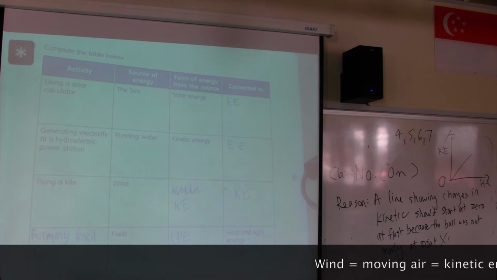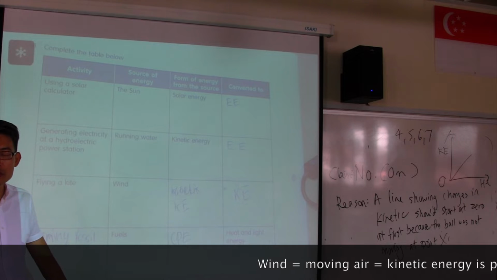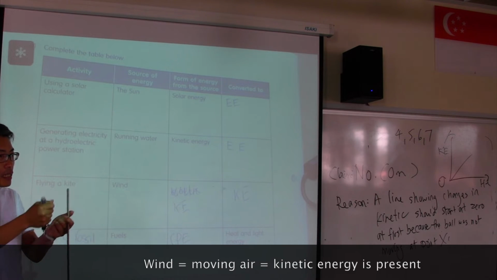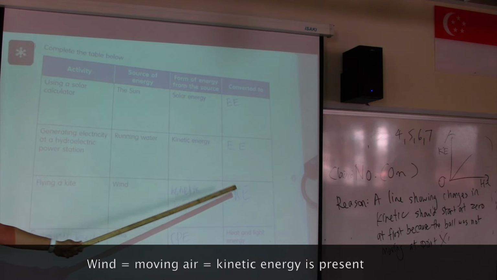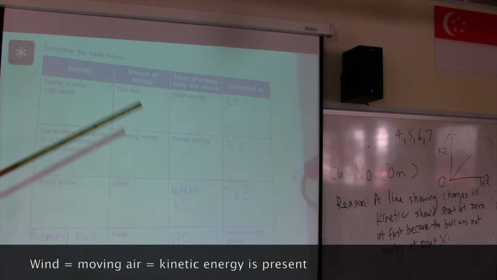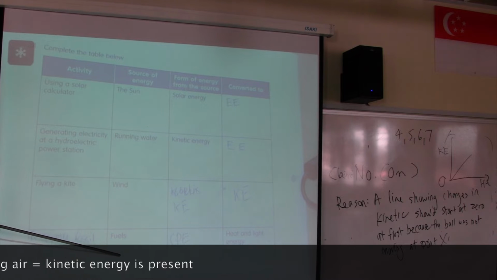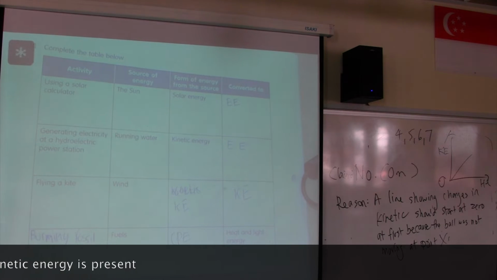And the kite, nobody sees a kite staying stationary in the air, right? It's always moving about, either you're pulling on the strings. Has anyone flown a kite before? Here, kinetic energy. So far, who got the first three correct? And the last one wrong. Yeah, the last one, a lot of people got wrong.